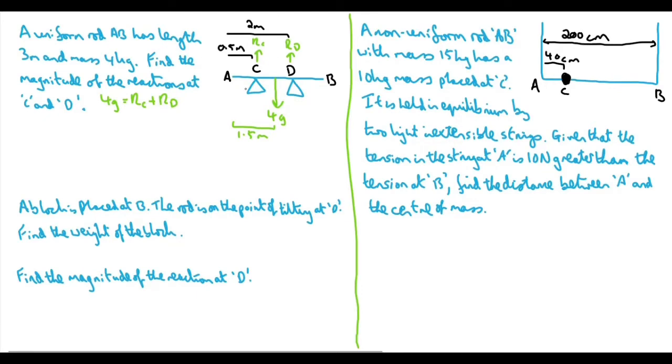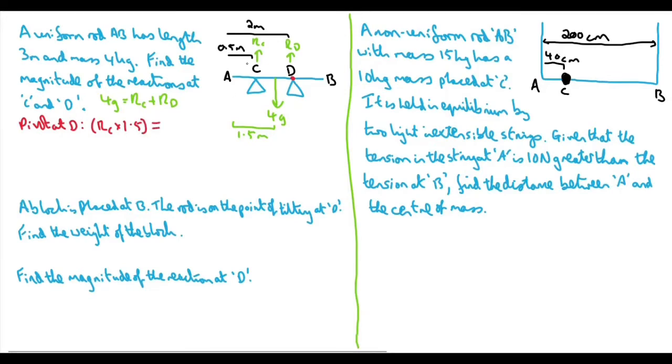Either way, though, what we should probably at this point do is try to get some moments. So if we, let's say, want to get the reaction at C first, we'll want to eliminate the reaction at D as an unknown. So let's take D as our pivot. So we pivot at D. For your clockwise moments, so that's what would make either B go down this way or A up this way, that's going to be your RC. So RC is that force, and we can say that if A to D is 2 meters and A to C is 0.5, then C to D must be 1.5.